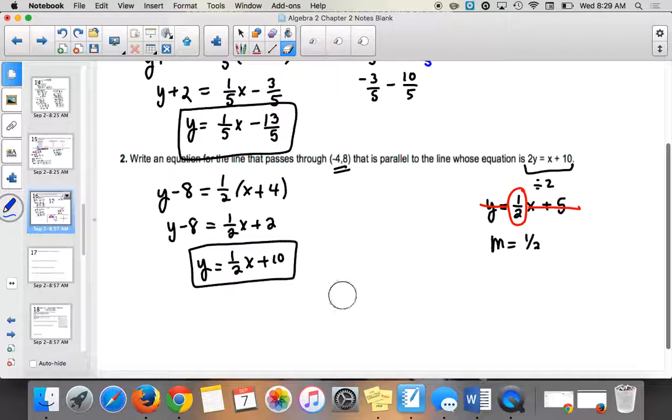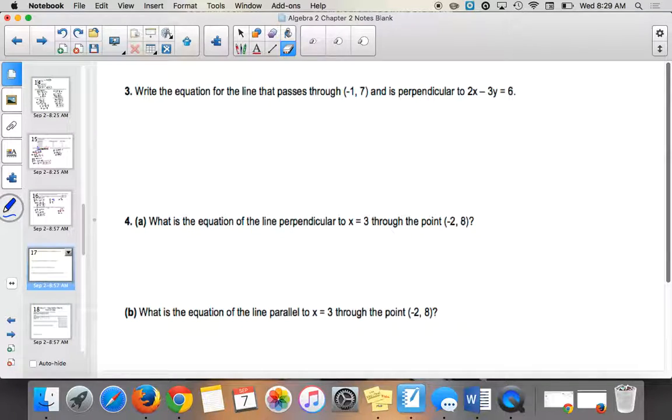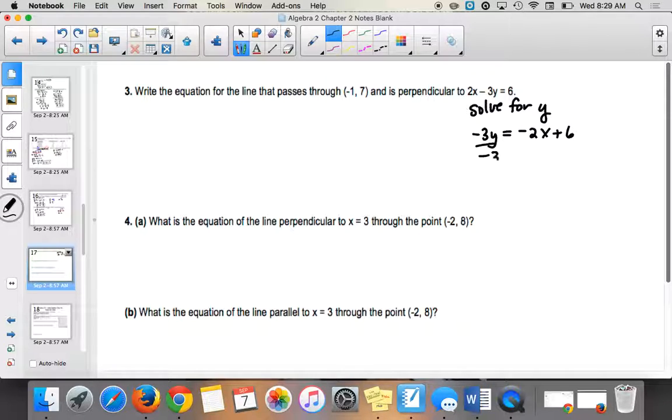Alrighty. A couple more. All right, so number 3. Write an equation for the line that passes through (-1, 7) and is perpendicular to 2x minus 3y equals 6. So we're going to solve for y so that we can find what the slope is. I'm going to subtract the 2x over, and then divide by -3 everywhere. So I get y equals 2/3 x minus 2.